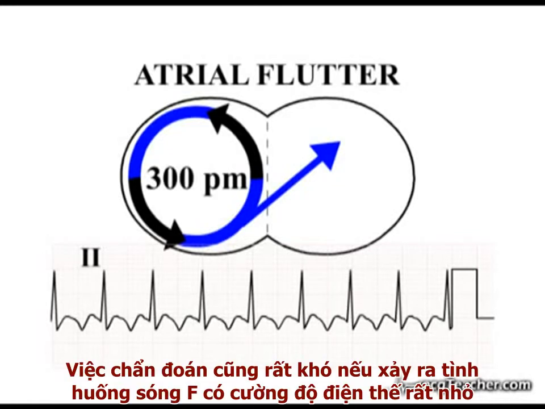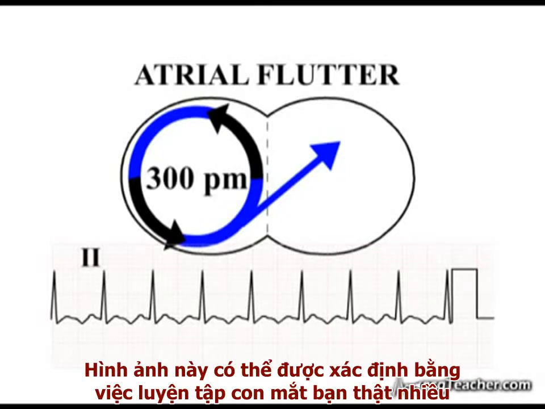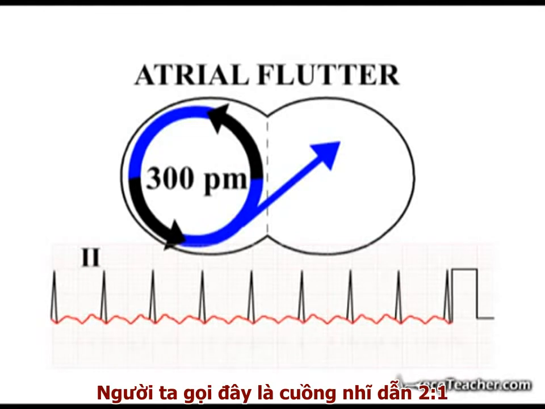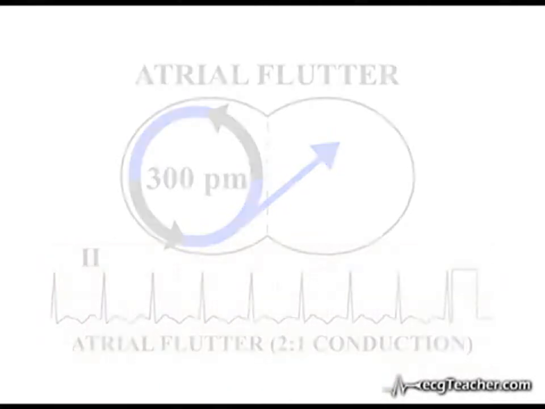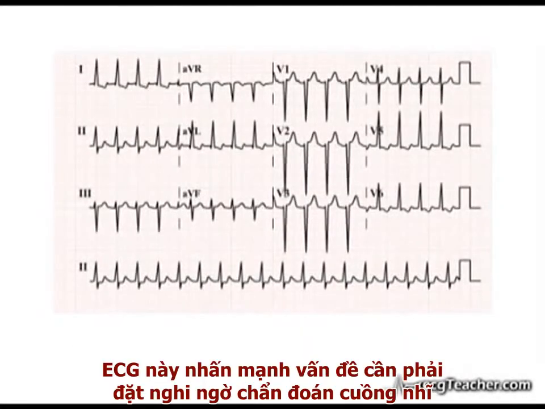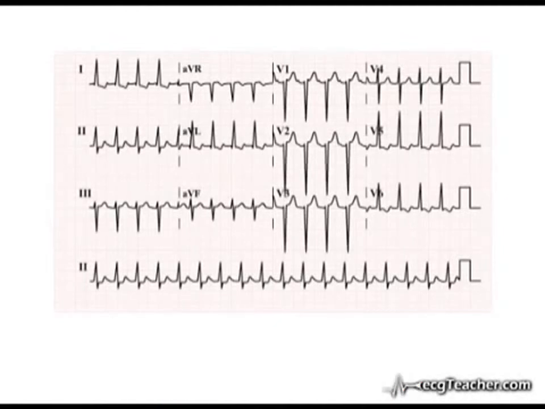The diagnosis may be particularly difficult when, as is often the case, the flutter waves are of low amplitude. Yet even here the pattern can be identified by the practiced eye. This is atrial flutter with 2:1 conduction. This ECG emphasizes the importance of a high index of suspicion in the diagnosis of atrial flutter.